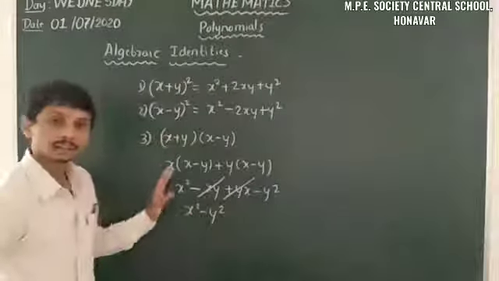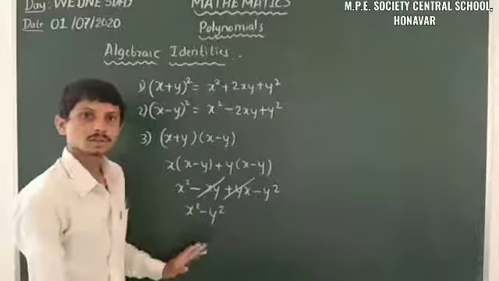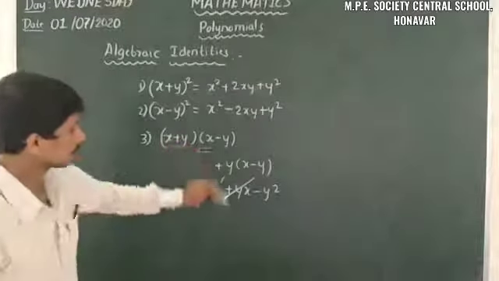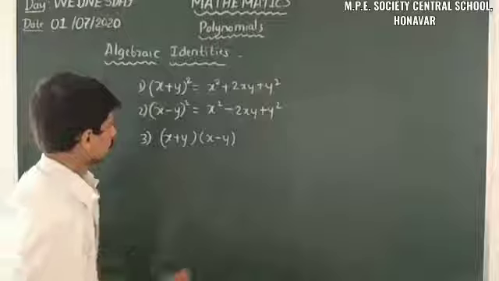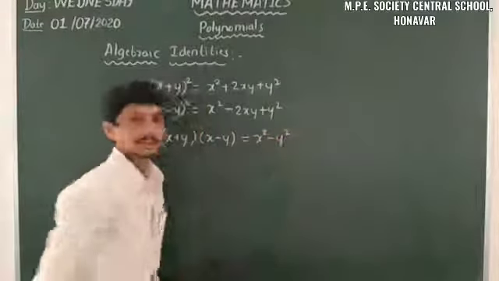This is the third algebraic identity. So we have to write it in an identity form: (x plus y) into (x minus y) is equal to x square minus y square.